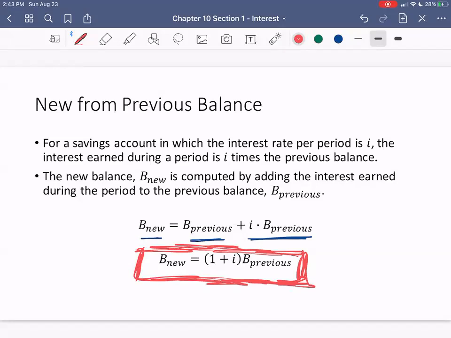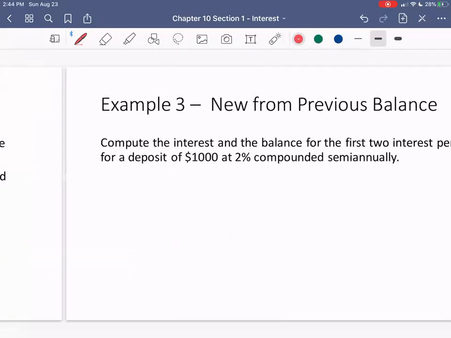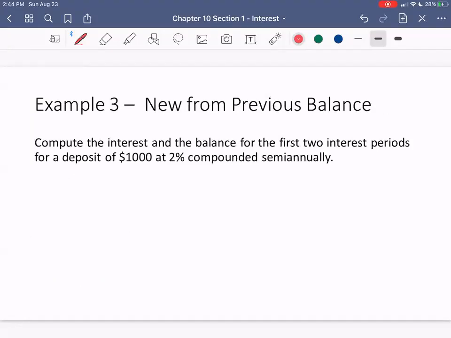And we're going to use it here in example 3. So example 3, here's some key things. It says compute the interest and the balance for the first 2 interest periods for a deposit of $1,000 at 2% compounded semi-annually. So there are some things that should stand out to you. The first thing is that here's my deposit, which is $1,000. I have 2% that I'm gaining here, and it's compounded semi-annually.